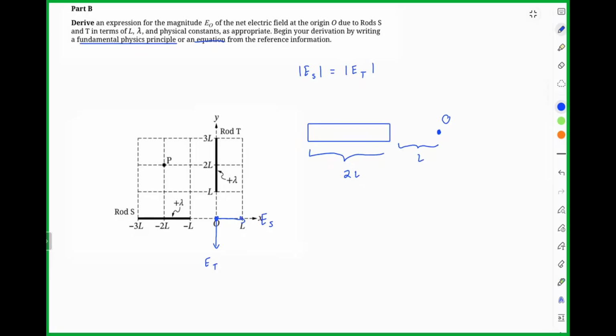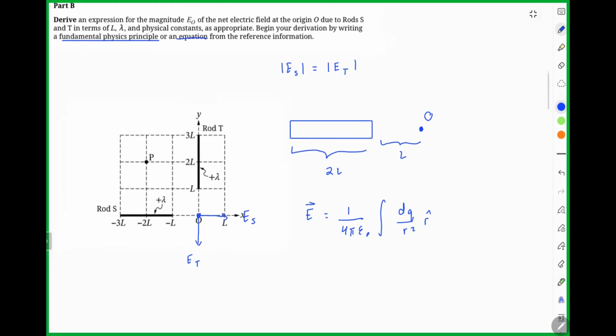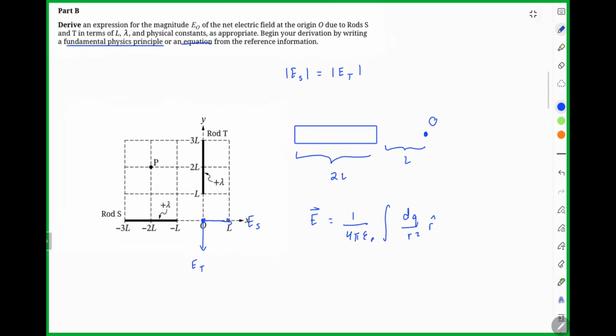So let's write that down. Our starting principle is going to be that E is equal to 1 over 4 pi epsilon naught integral dq over r squared, r hat. Okay, what does this actually mean? The general principle here is as follows. Our starting point is the electric field of a point charge. As we know, the electric field of a point charge is E is equal to K, or 1 over 4 pi epsilon naught, Q over r squared, and then r hat indicating the radially outward direction.